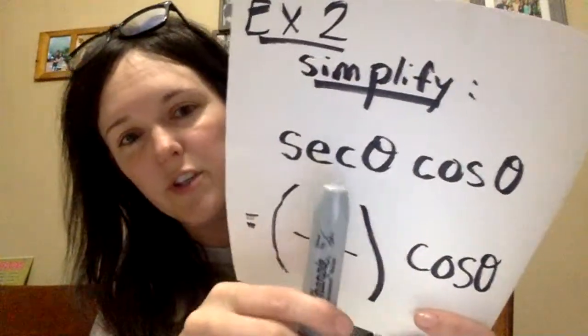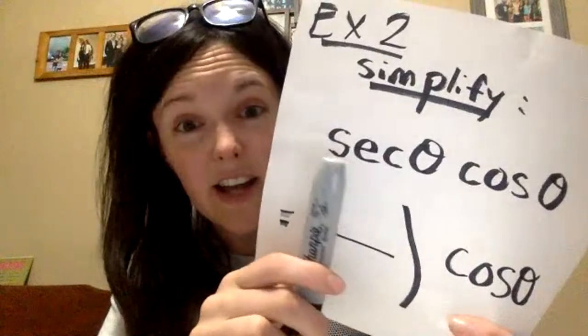However, I am going to switch out this for a different identity. So here we have secant, S-E-C. Can anyone tell me the other identity for secant?